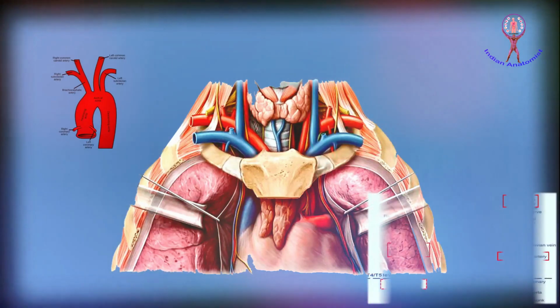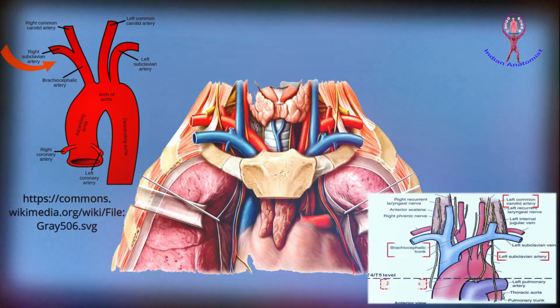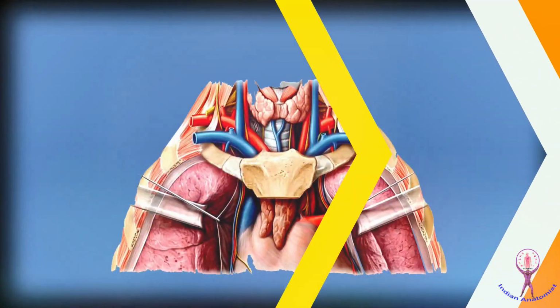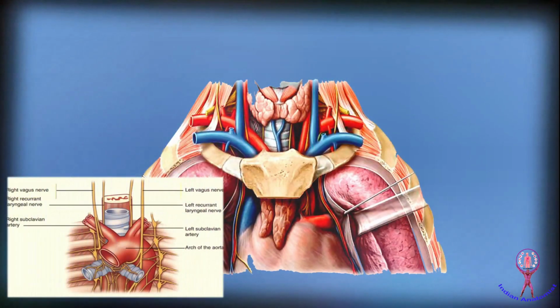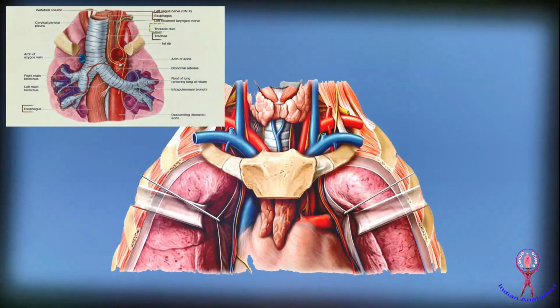5. Arch of aorta with its 3 branches, that is, from right to left, brachiocephalic trunk, left common carotid artery, and left subclavian artery. Number 6 is right and left vagus nerves, the right vagus nerve situated between the arch of aorta and trachea, whereas the left vagus nerve lies in front of arch of aorta, on left side. 7. Trachea and its bifurcation into right and left principal bronchus.